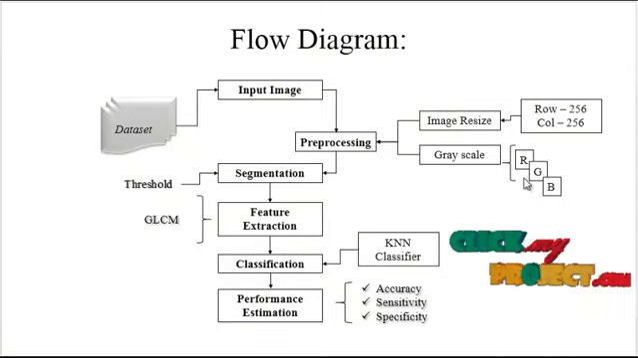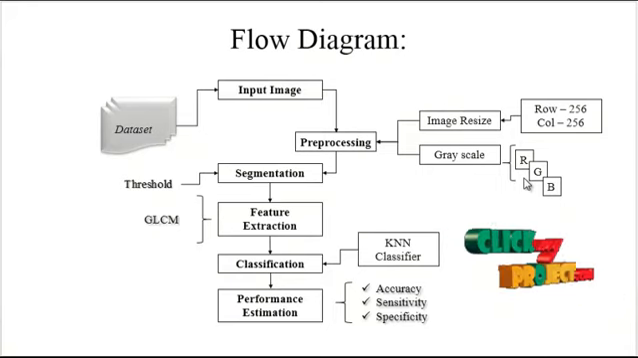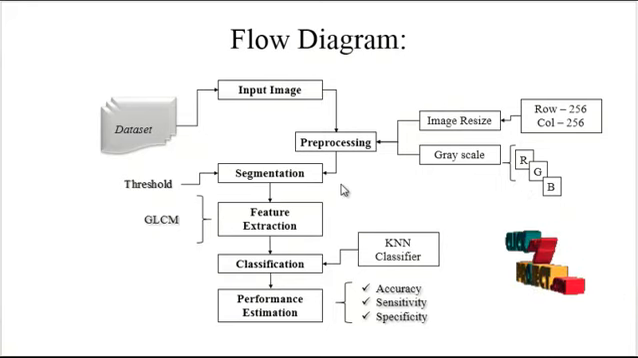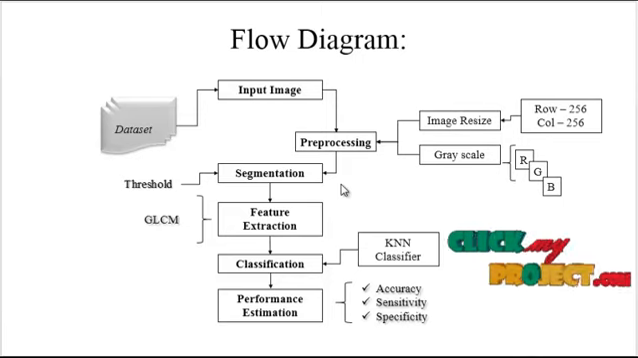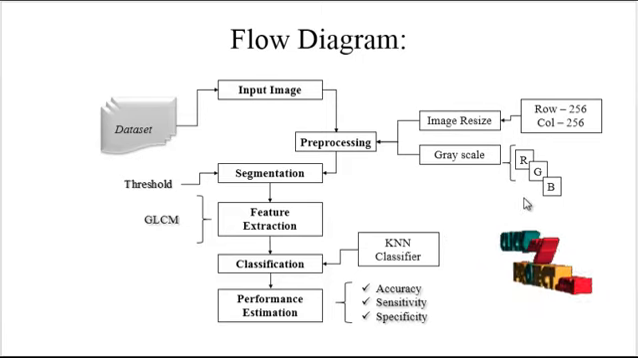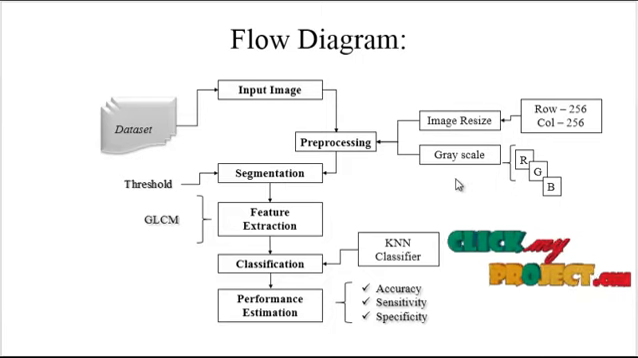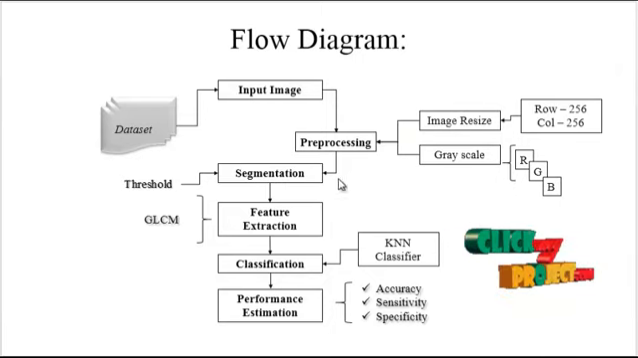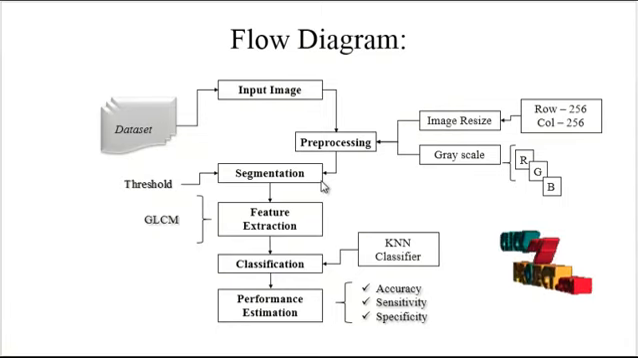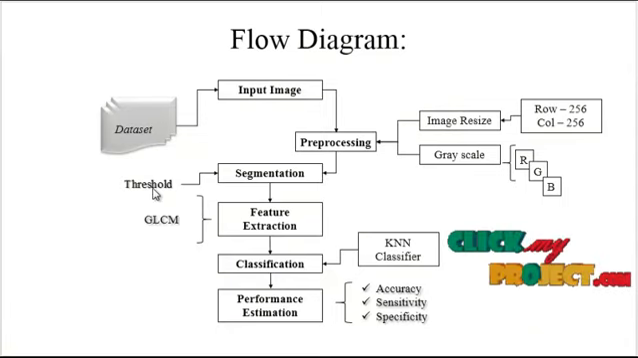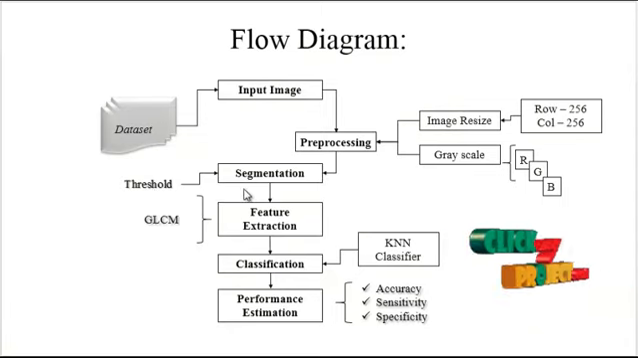Why do we go for channel separation? During segmentation, if it is an RGB image, it will be difficult to segment. For that reason, the RGB channels are separated and then converted into grayscale form. Then the grayscale image will be the input for the segmentation. Here we are using threshold-based segmentation to extract the region of the fruit.